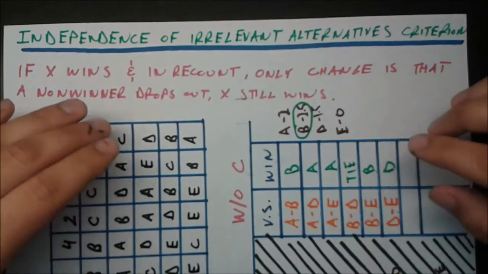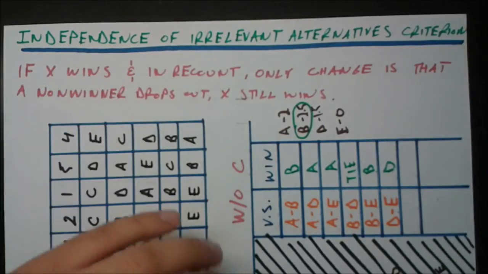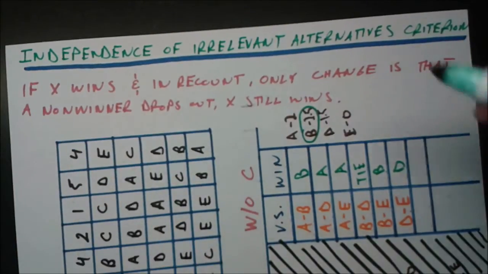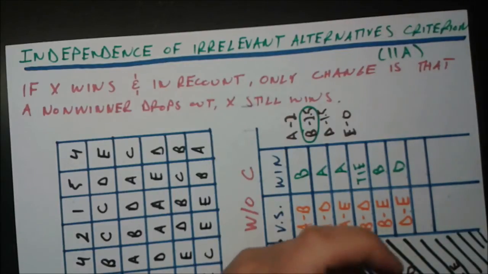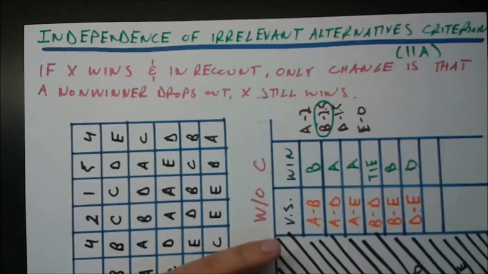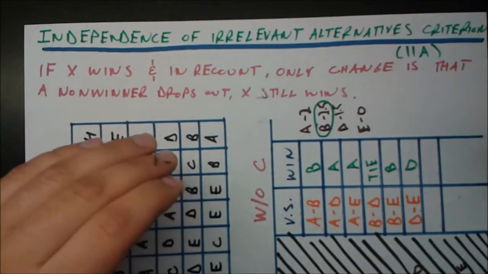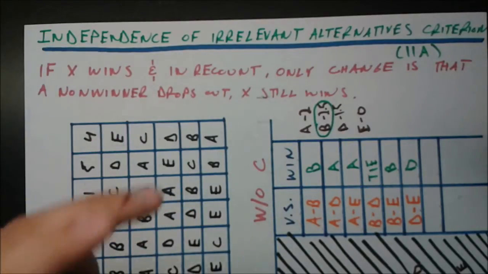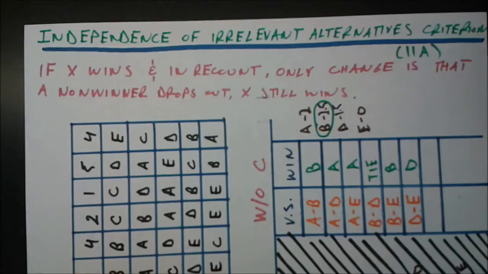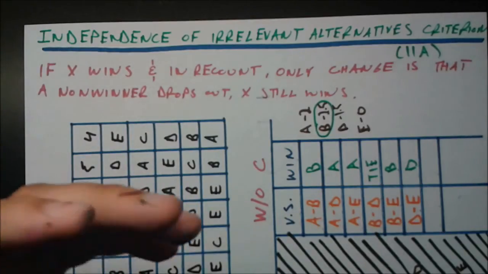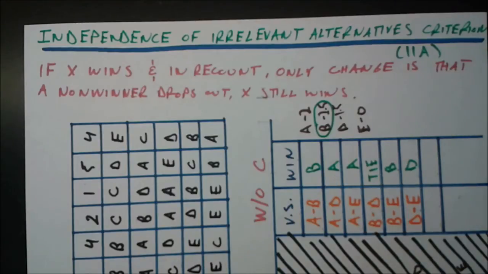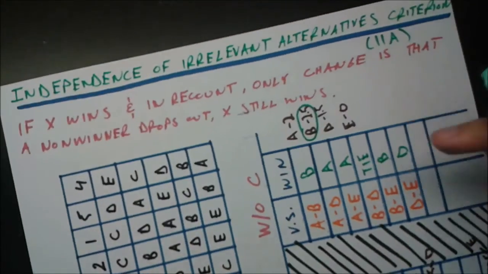So to capture this weirdness, we're going to look at this new criterion. This is called the Independence of Irrelevant Alternatives criterion. Short form is IIA. That's just a fancy way of saying that if candidate X wins the election, and you do a recount, and the only change is that a non-winner drops out, X should still win the election. To our gut, that makes sense. But it's not true in the pairwise method case.